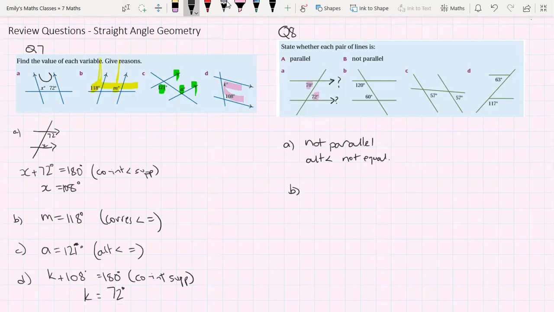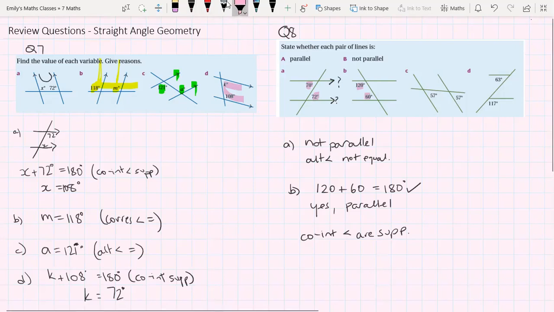Okay, what about B? Let's have a look at B. We've got two angles here. Which ones are they? They are co-interior angles. Okay, what do we know about co-interior angles in parallel lines? They add up to 180. So we should have 180 from adding this 60. Does that give us 180? Yes. So yes, parallel. Why? Because co-interior angles are supplementary in parallel lines, and that works.